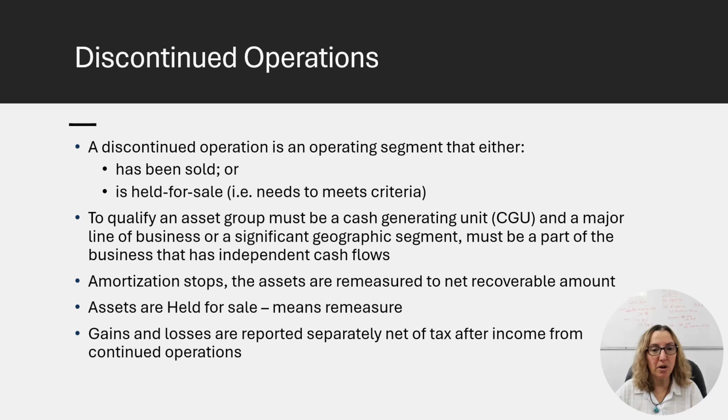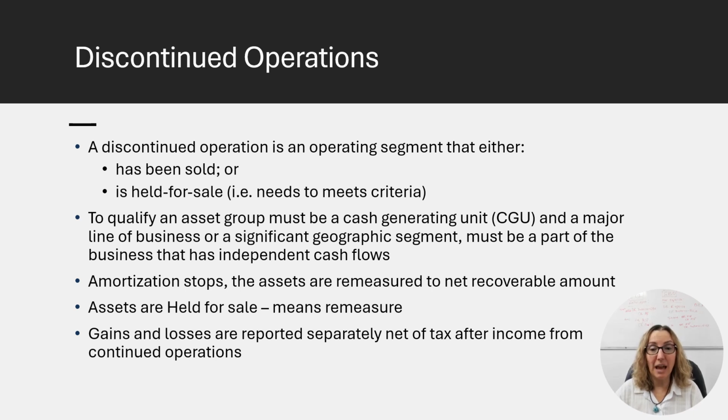And it has to be a part of the business that has independent cash flows. And for held for sale, when I said it needs to meet criteria, that's something we'll go through in a later chapter. For now, just know that for held for sale, there's different things that happen. So one thing that happens is your amortization of your asset would stop. So if you have depreciation or amortization on any of the assets in that operating segment, instead of doing the depreciation or the amortization, you would take your assets and remeasure them to the net recoverable amount.